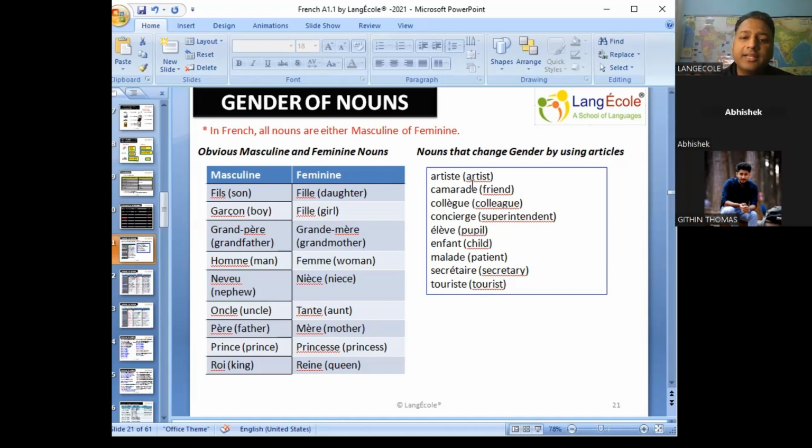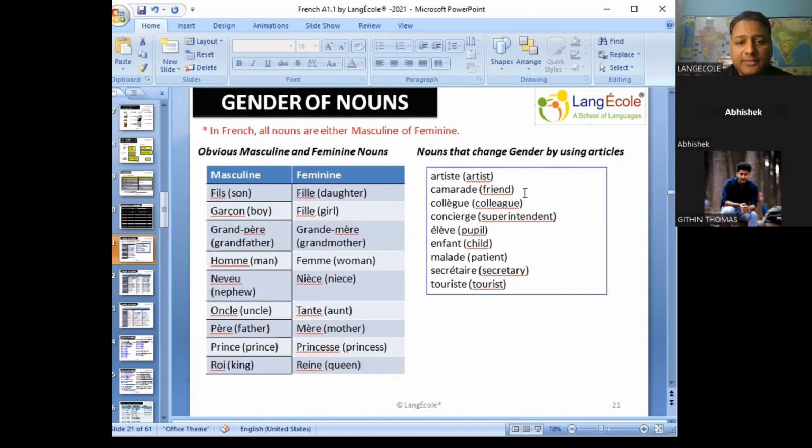Artiste, camarade, friend, colleague. So camarade is not separate for masculine and feminine. But ami, without e and with e, so there is a masculine and feminine word there, if you want to define. But camarade, if you're using it, then you'll use the same word for either of them. The only thing is that you'll put le or la before it, or mon or ma, my friend, if you want to define masculine and feminine.